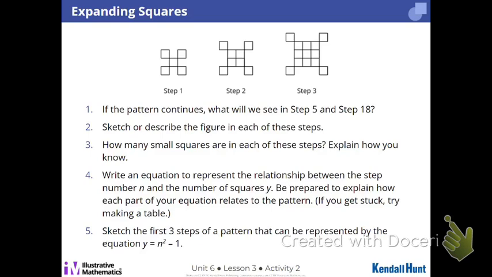So, you're going to get step 5 and 18. I don't suggest you draw 18. I say you explain what it'll look like, okay? Then, you're going to say how many small squares are in each and explain how you know that. Work on the equation, and then sketch some graphs for n squared minus 1. You got about 10 minutes with your partner for this.